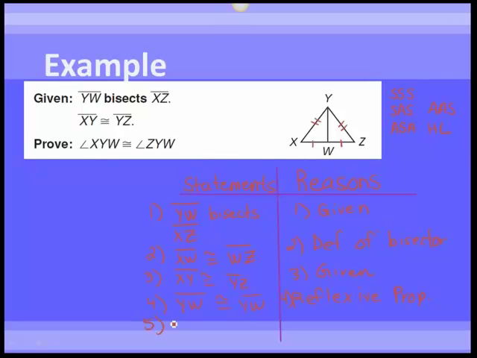So then, step 5, we can say that triangle XYW is congruent to triangle ZYW by the side-side-side postulate. And if those two triangles are congruent to each other, then that means the corresponding parts are congruent. So your last step would be angle XYW is congruent to angle ZYW, and your justification would be CPCTC: corresponding parts of congruent triangles are congruent.